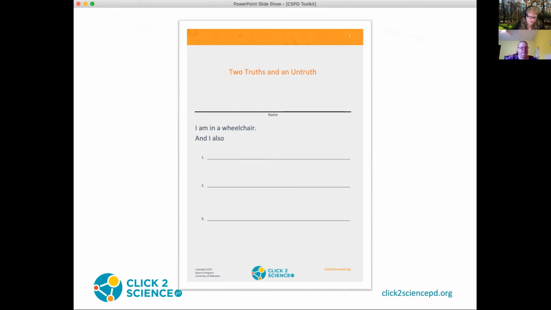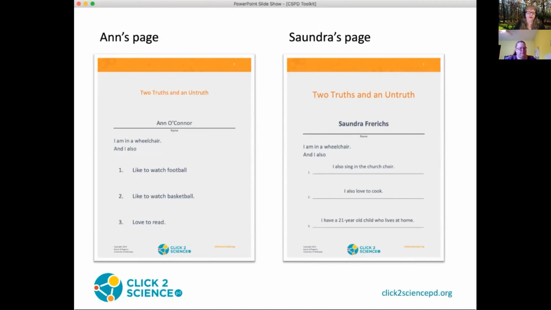I came up with 3 things that I think people in a wheelchair enjoy doing. That part is true, but 2 of those things are true about my life as well. One is made up. Anne and I are going to introduce ourselves and try to guess which is the truth and which is the untruth on each other's list. Anne, why don't you introduce yourself first?